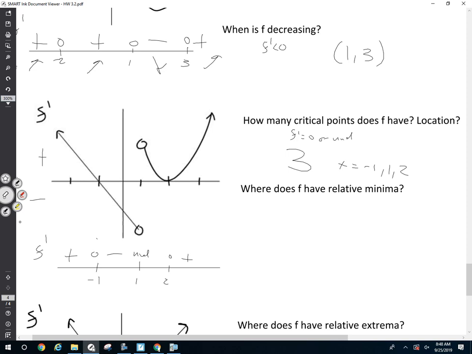Now where do I have mins? Min occurs when f prime goes from negative to positive, when f goes from decreasing to increasing. X equals 1 is a min. F prime goes from negative to positive. Even though this is an undefined situation, we remember that we could have on f, and if we have a sharp point, this is still a location of a min.